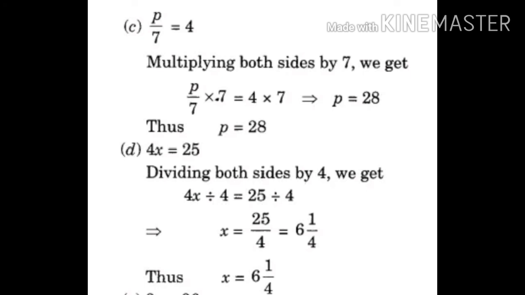Here 4 is along with x in multiplication, so we are going to divide by 4 on both the sides, and we will get the value of x as 6 whole 1 by 4. You can see carefully how the solution has been done.